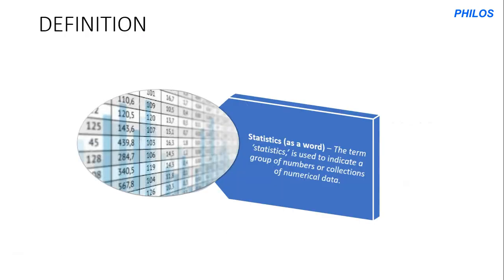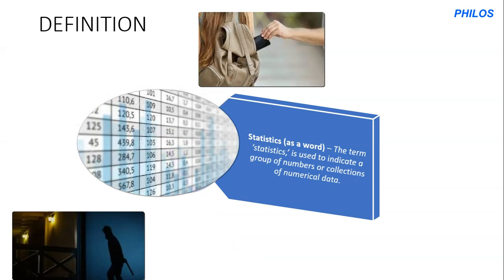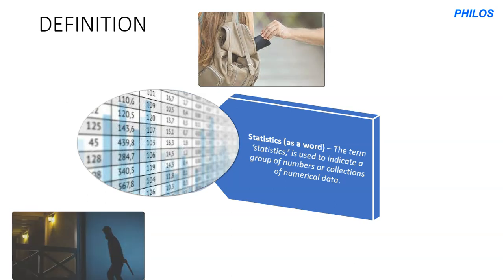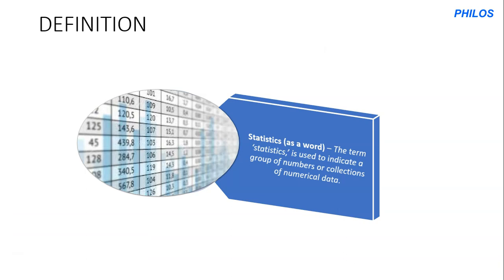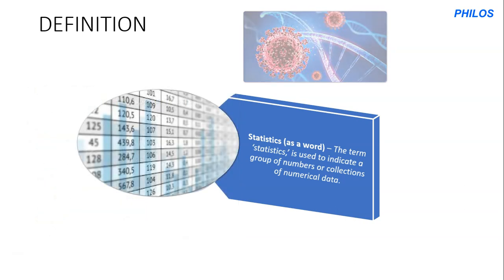Now as a word, statistics is actually a term used to indicate a group of numbers or collections of numerical data. So when you are able to state the average starting salary of college graduates, that is statistics. Or when you state the number of theft cases on campus in the year 2022, that is also what? Statistics. Okay. So when you state the number of active COVID cases, maybe on campus, that is also statistics.